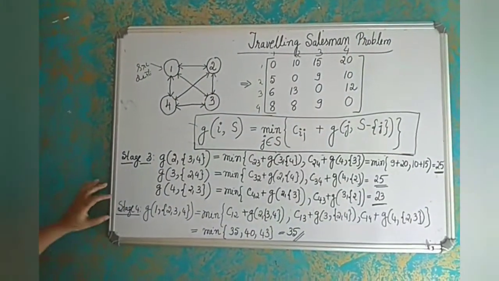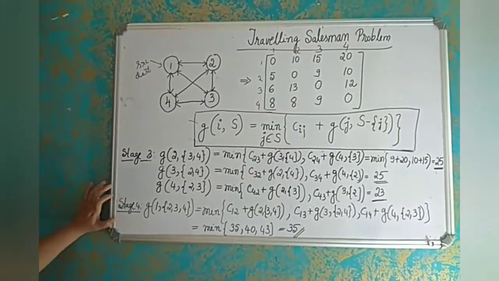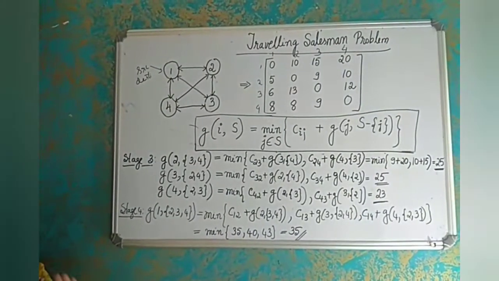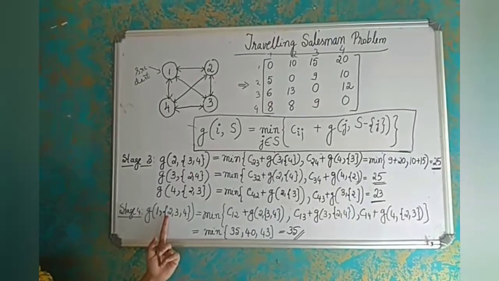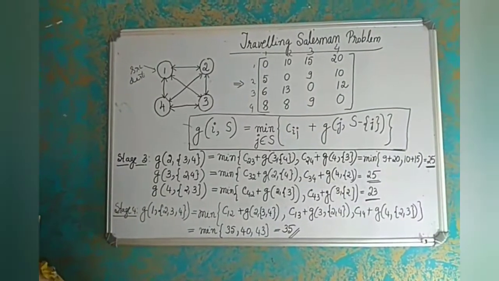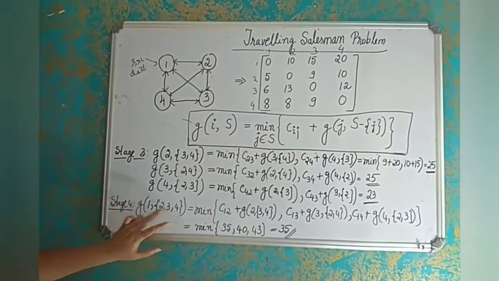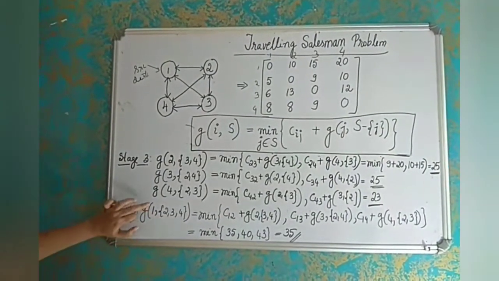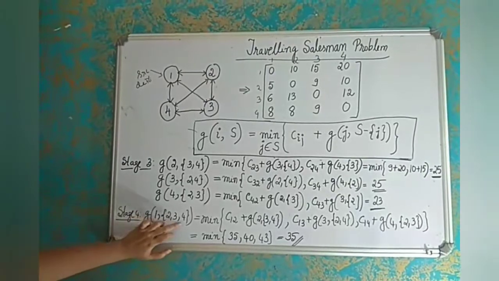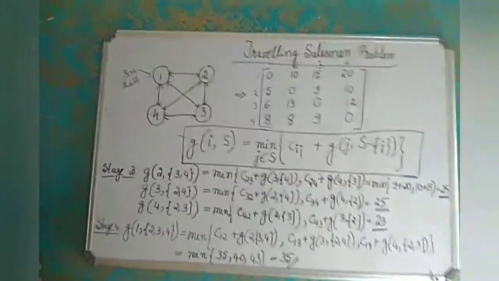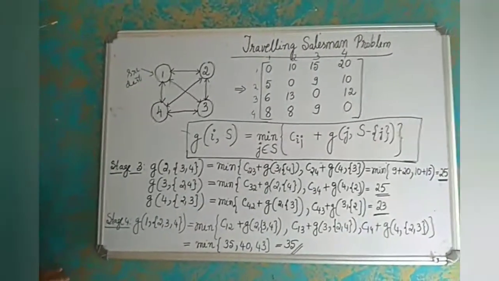Now finally we are going to stage 4. So in stage 4, we are going to consider 3 vertices. So we can have only one combination, that is 2, 3, 4. When you consider all the 3 vertices together, 2, 3, 4. So now g of 1, {2, 3, 4}. So what is the cost of calculating?